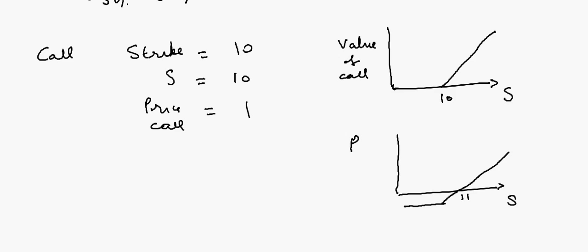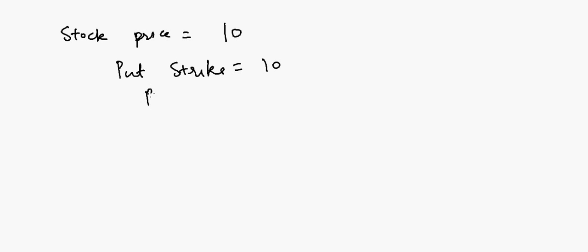Now let's talk about the put option. In the case of a put, instead of having an option to buy the stock, this is an option to sell the stock. So again, suppose the stock price is equal to $10, the put strike is equal to $10, and the price is equal to $1.